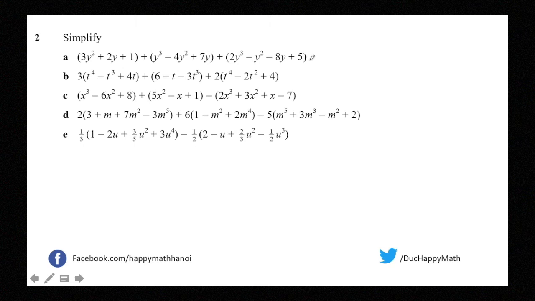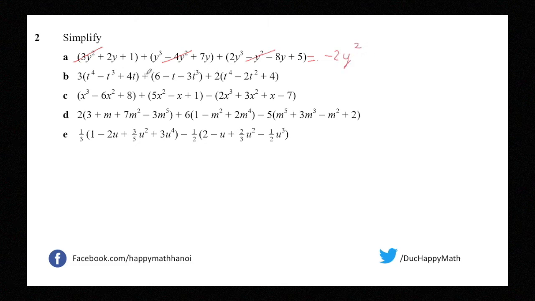Simplify means you have to add the same terms together. For example, in this case you have 3y squared and then minus 4y squared and minus y squared. So 3 minus 4 is minus 1, minus 1 is minus 1, which equals minus 2y squared.